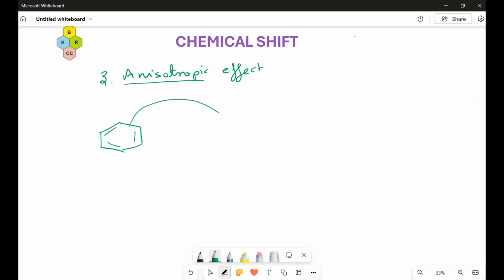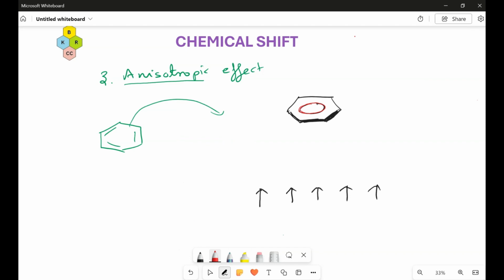When I put this benzene ring into an external magnetic field, what happens is that the ring current of the benzene always lies perpendicular to the external magnetic field. So this is the benzene ring, and it will be lying flat with respect to the external magnetic field. Okay.